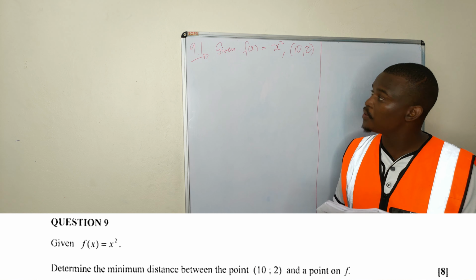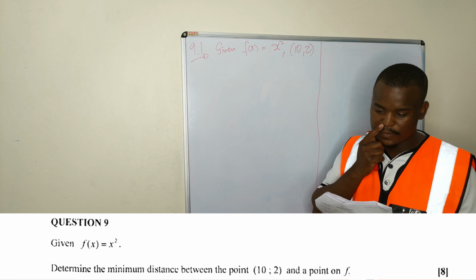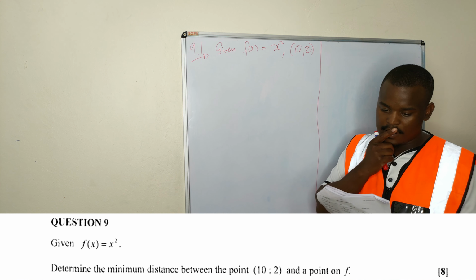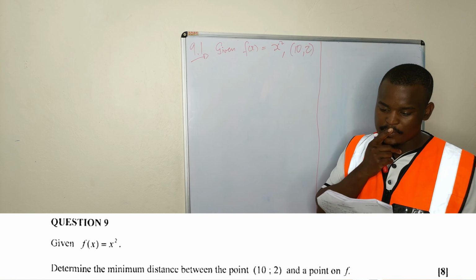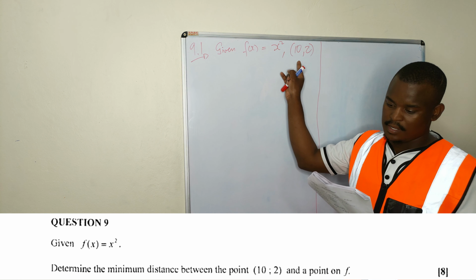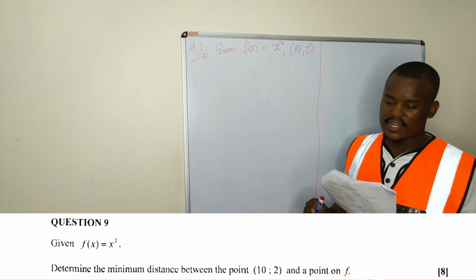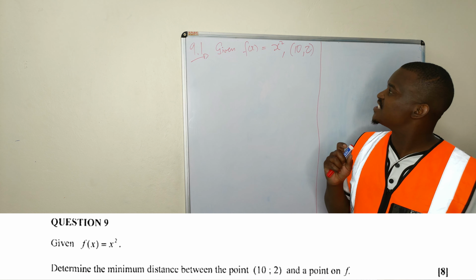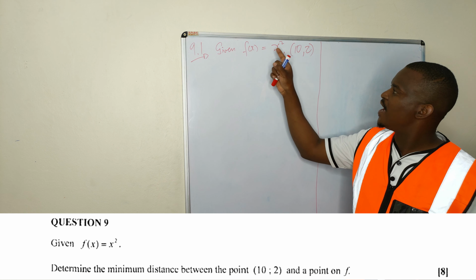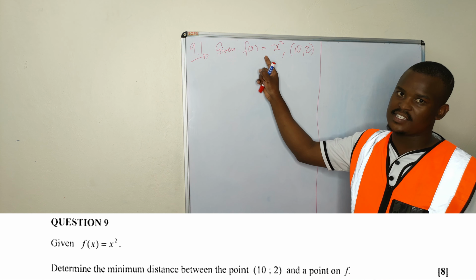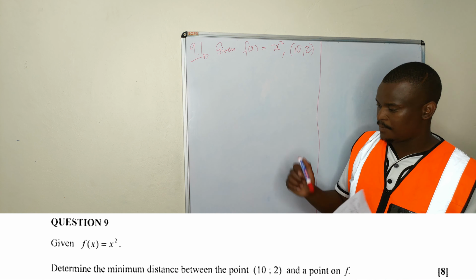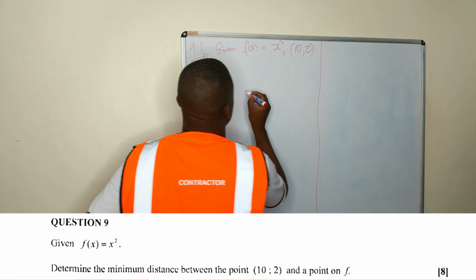Given f of x is equal to x squared, determine the minimum distance between the point (10, 2) and a point on f. So they want to find the minimum distance between this point and a point from the function here. So I'll try to draw this.